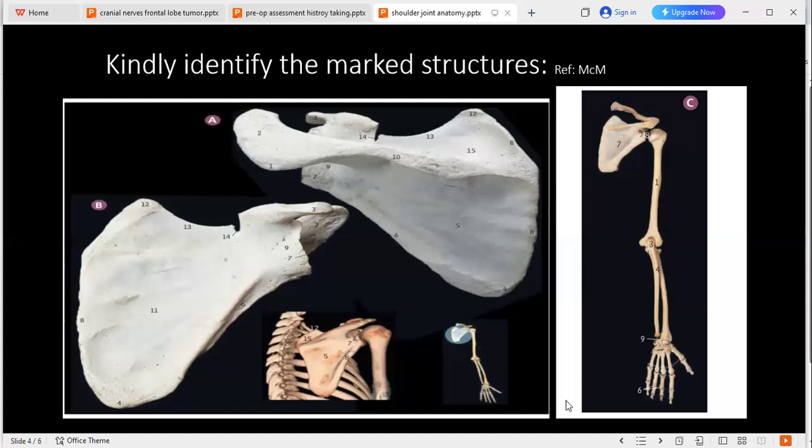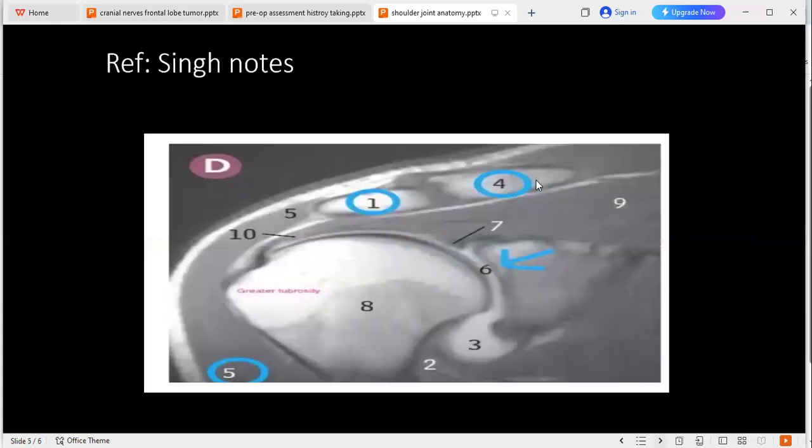What kind of image are you looking at right now? This is a coronal MR of the shoulder joint. Please give me indications. When would you ask for this kind of imaging? When there is shoulder dislocation or any tendon tear, any suspected shoulder injury. Please identify number 1. Number 1 is acromion. Number 4 is clavicle. 5 is deltoid. And 6 is pointing at glenoid cavity.